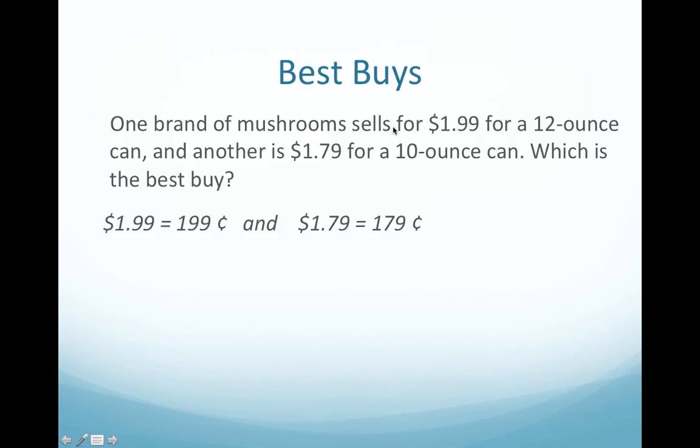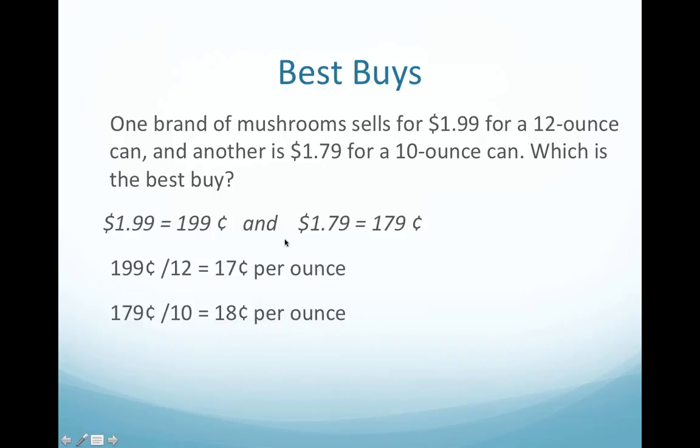So that's what we're going to do here. We're going to take the average of both of these, and we'll just take the $1.99 and divide it by 12 to come up with the unit rate or average. And we'll take the $1.79 and divide it by 10 to come up with the unit rate or average. And so we can see that our unit rates in this case, or averages, are 17 cents per ounce and 18 cents per ounce. Okay, and so 17 cents is clearly cheaper than 18.